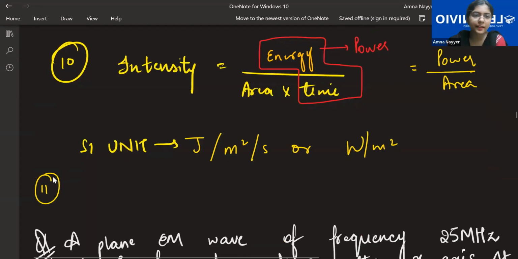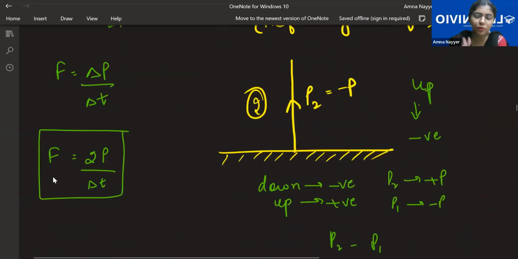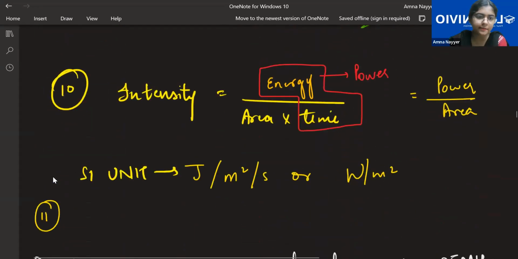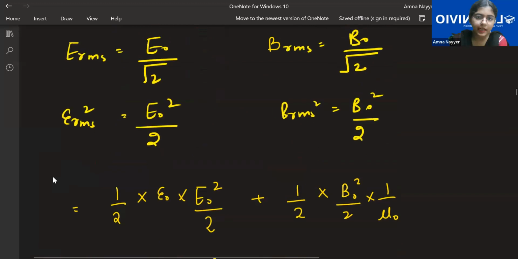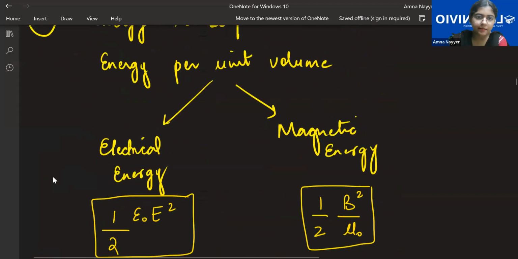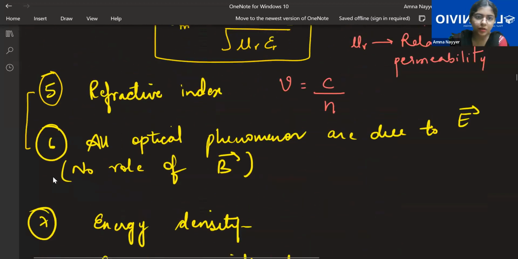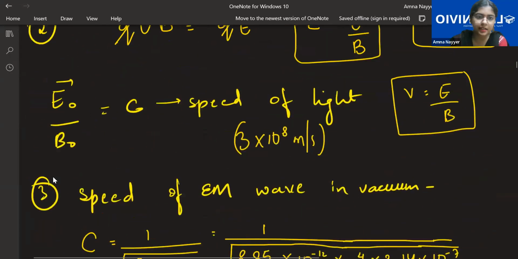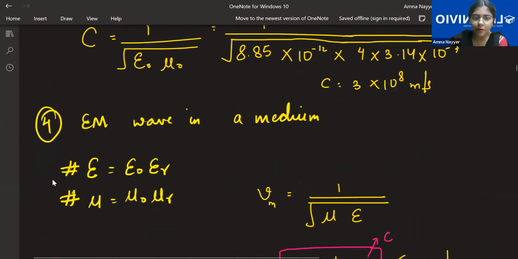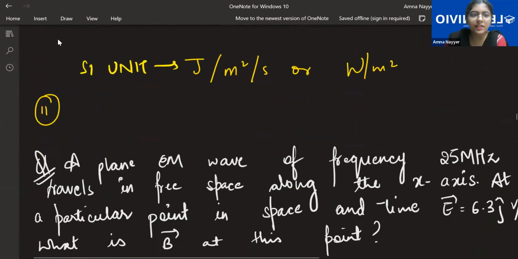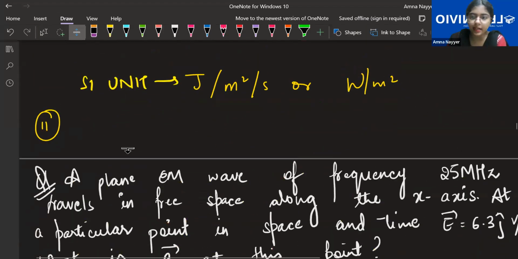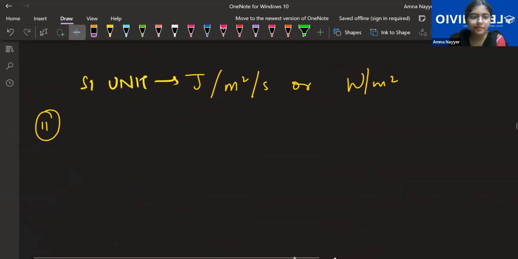There's one more point. Not one more point, two more points are there. Intensity done, momentum done, energy density done. Ray optics both done. Speeds done. And the proper two more points are there. One is that these EM waves are not deflected by the electric or magnetic field. I'll just complete this.